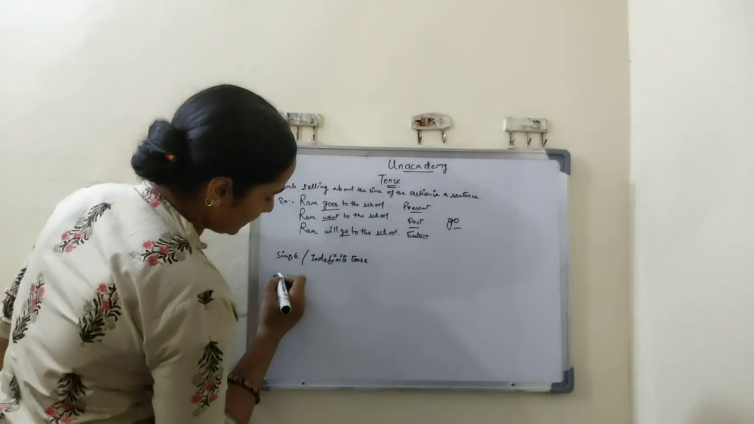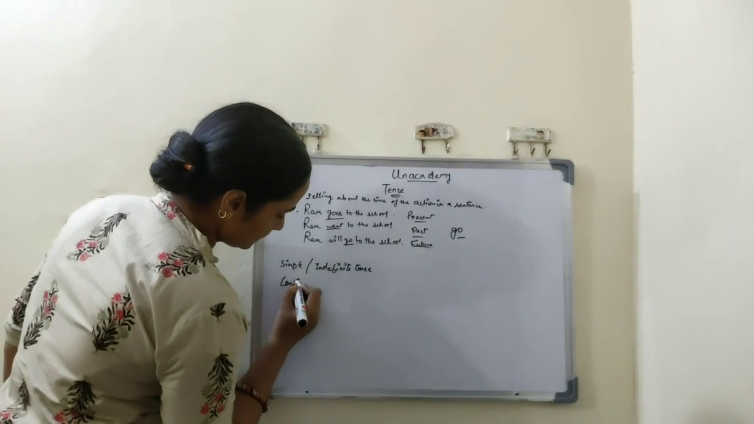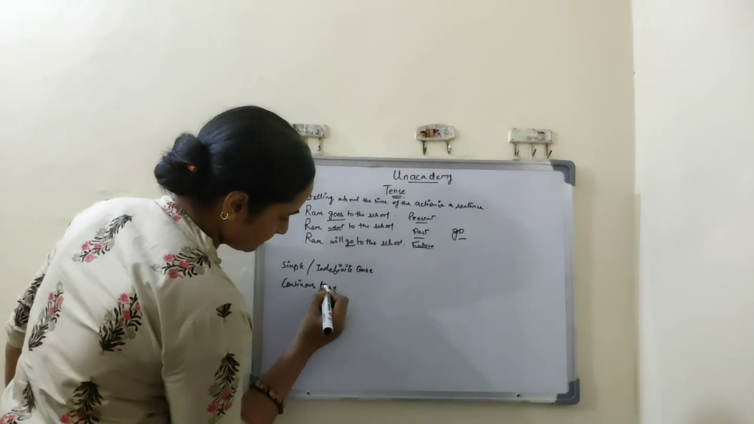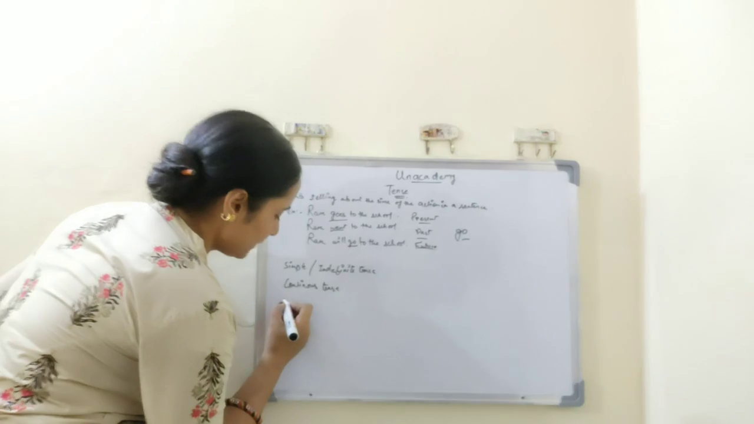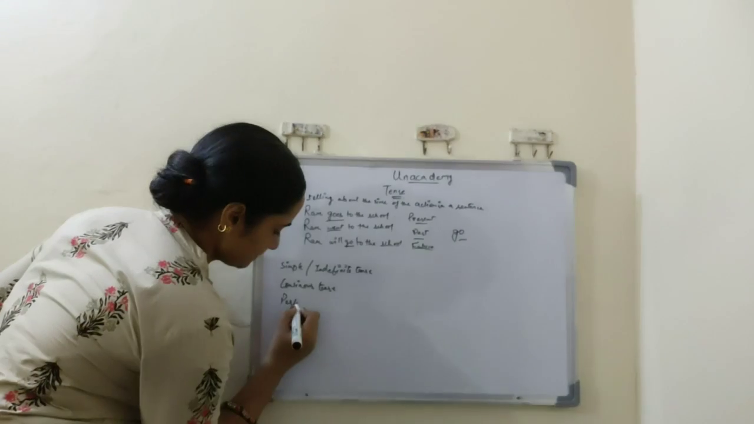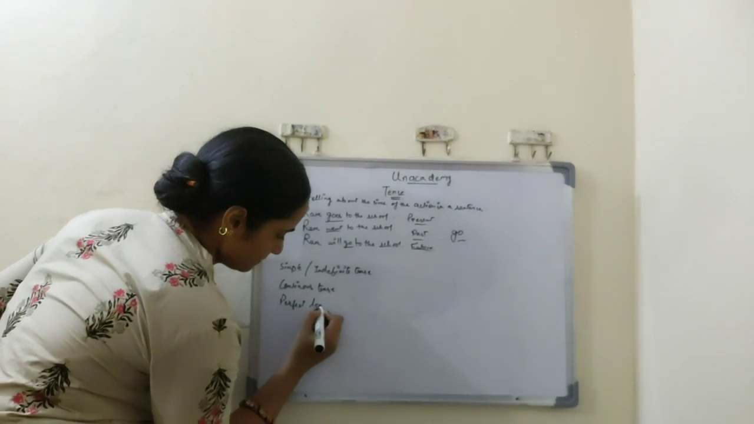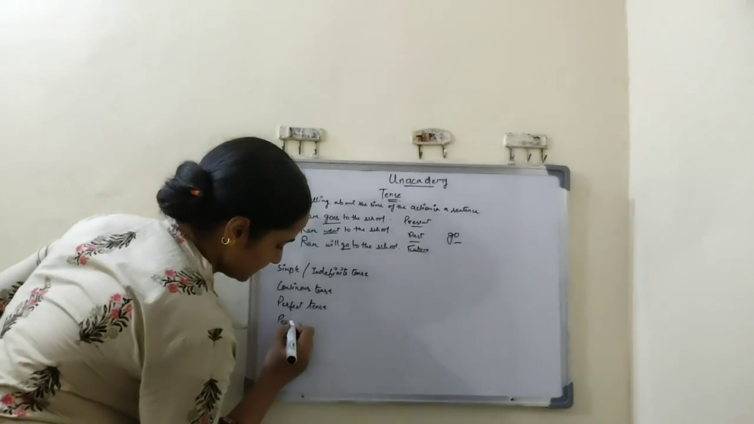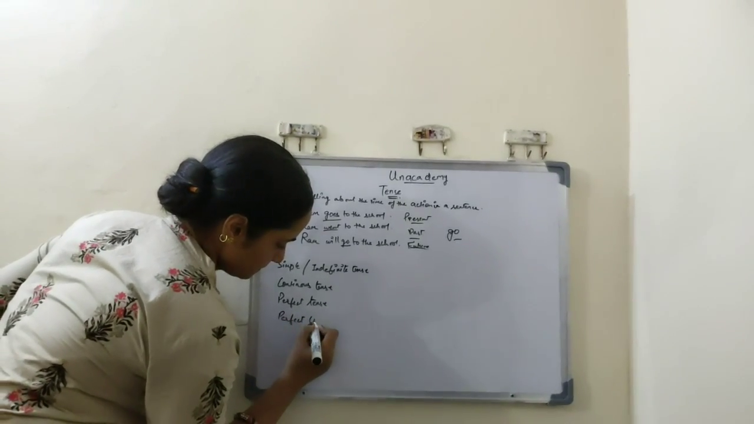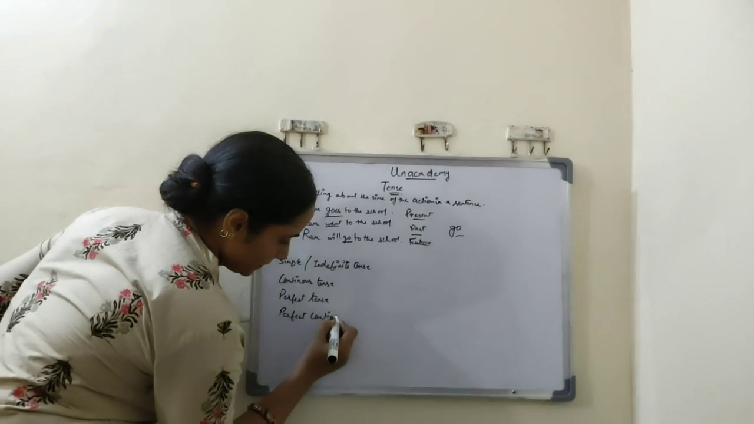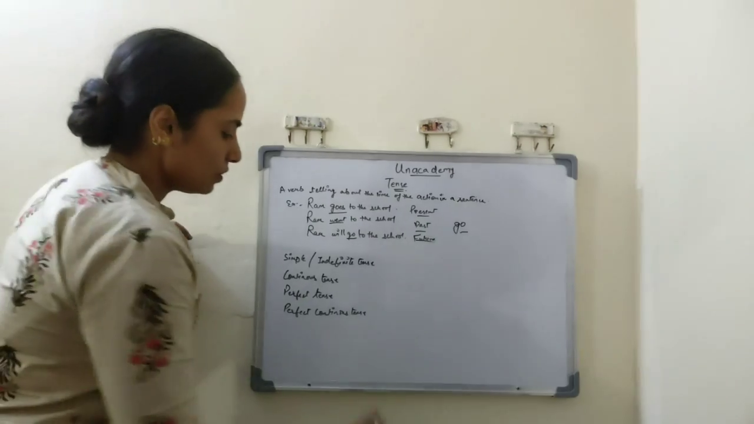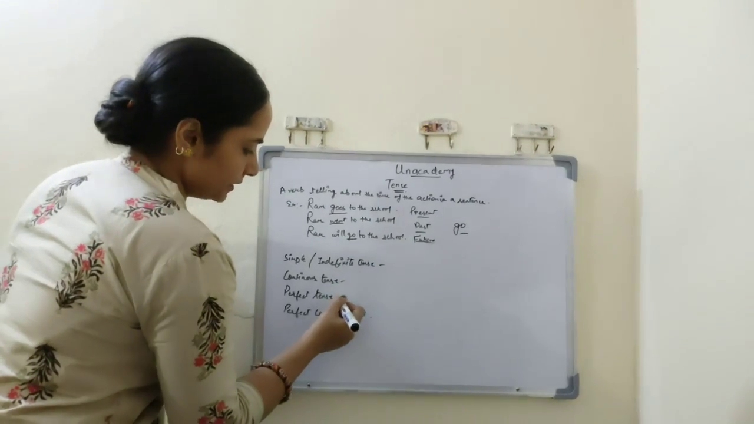Alright, then we have continuous tense. Then we have perfect tense. And then we have perfect continuous. Okay? Now, what's the difference between all of them?